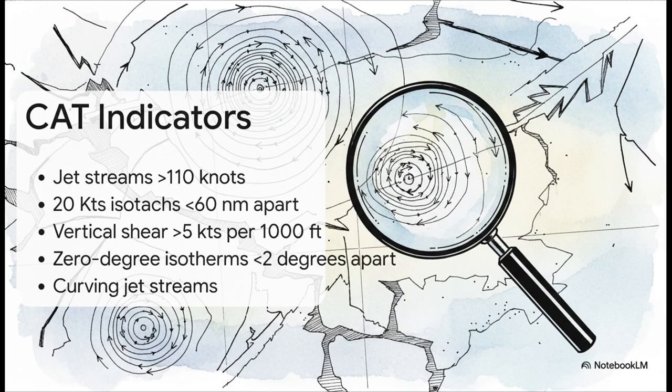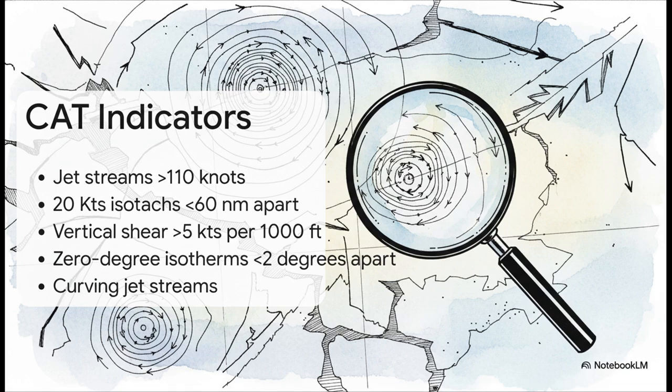And this brilliantly illustrates the specific numerical thresholds that act as massive red flags for CAT. We are looking for jet streams stronger than 110 knots at their core. On a 300 millibar chart, if 20-knot isotachs are spaced closer than 60 nautical miles apart, you have sufficient horizontal shear for CAT. If vertical shear is greater than 5 knots per 1,000 feet, turbulence is highly likely.